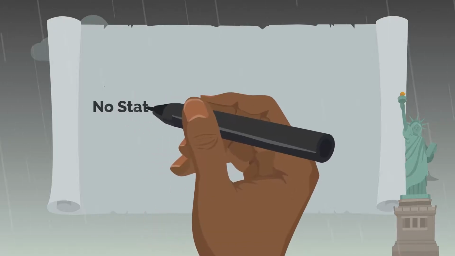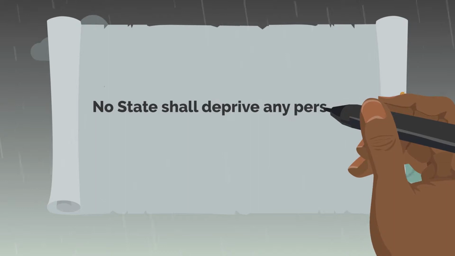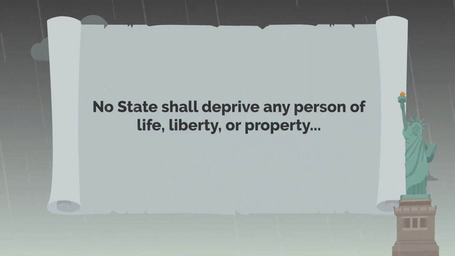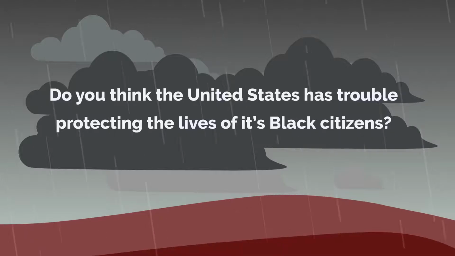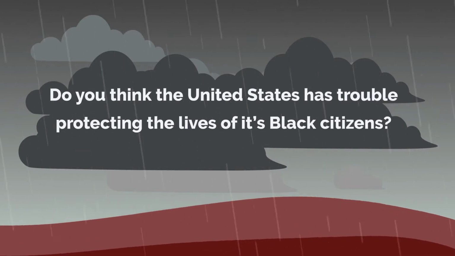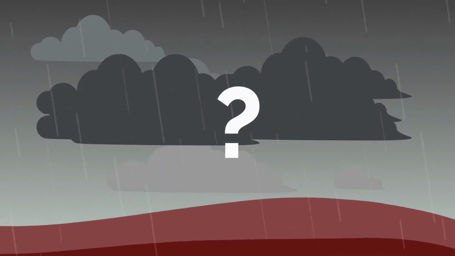Remember, the 14th Amendment says, no state shall deprive any person of life, liberty, or property. Do you think the United States has trouble protecting the lives of its black citizens?